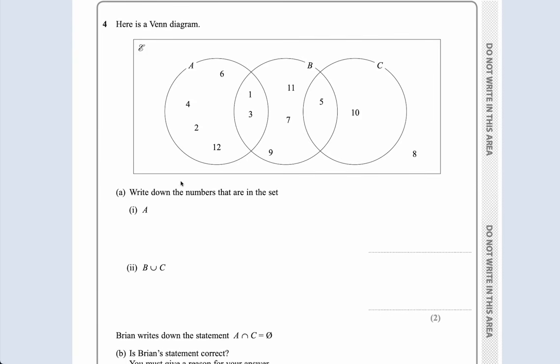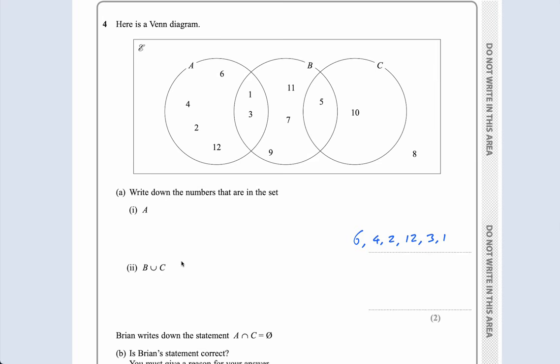Question 4. Write down the numbers that are in the set A. Okay, so A is just what is in this circle here, so that's easy. Let's just start from here. You don't have to write them in order. So 6, 4, 2, 12, 3, 1. I just did it around like that, but if you want to write 1, 2, 3, 4, 6, 12, absolutely fine.